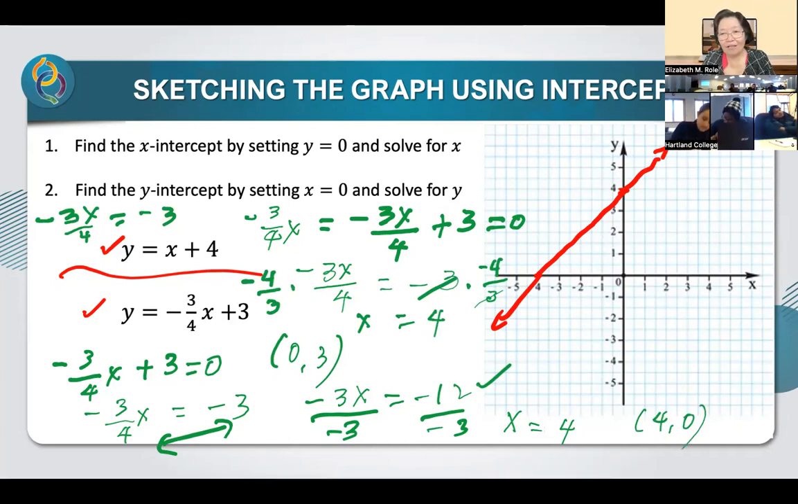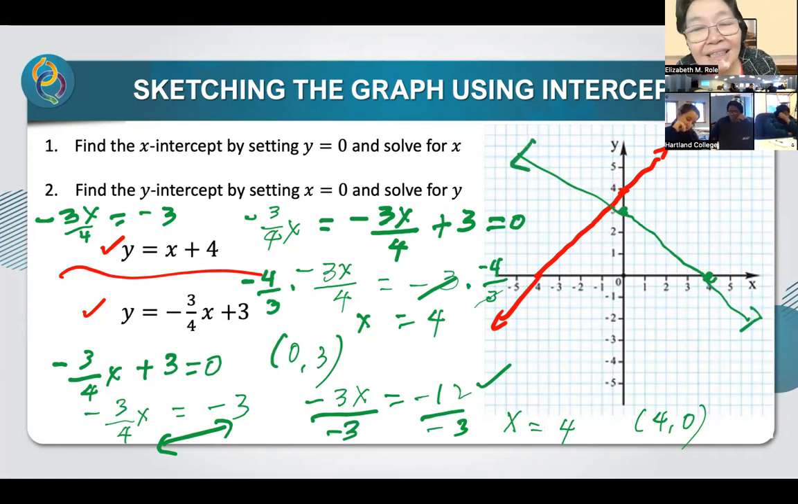Then you now graph. So this one is 4, 0. And then I have the y coordinate, 0, 3. There. Right? This one. So the line is this. As I said, I am not very good at making a straight line. Imagine that that's straight, even if it is not. So in your paper, make it straight. All right. So that's how to sketch the graph using intercepts.